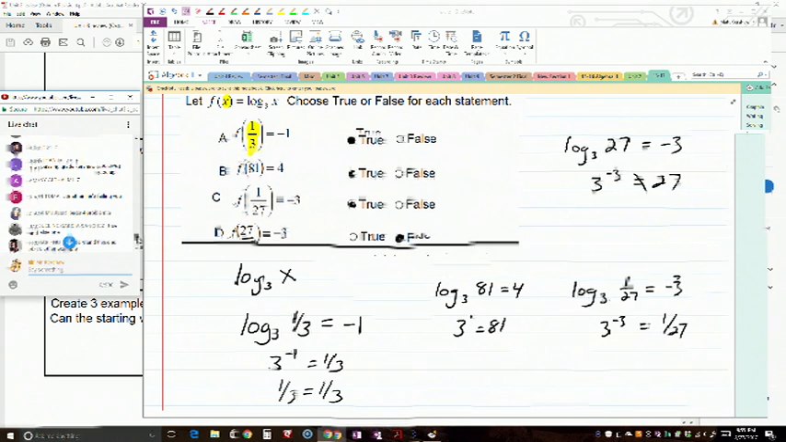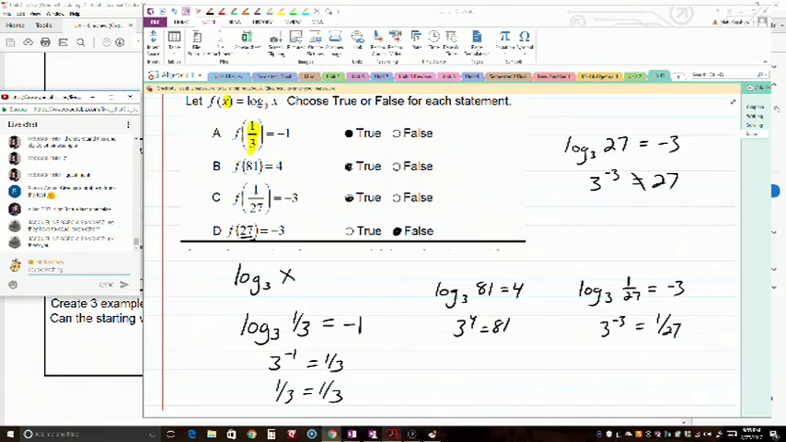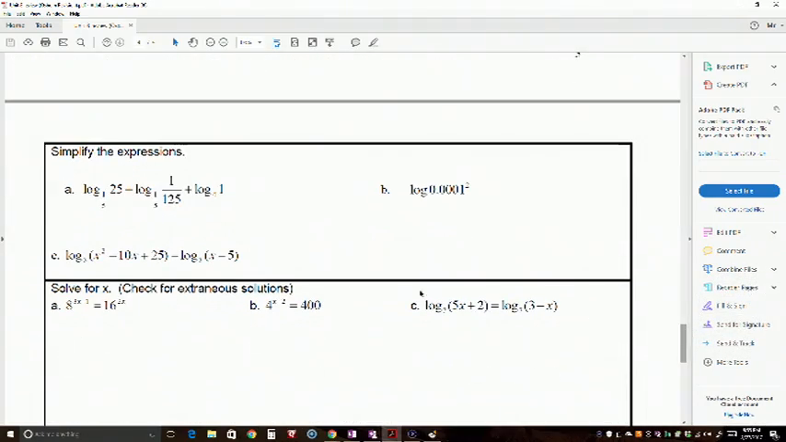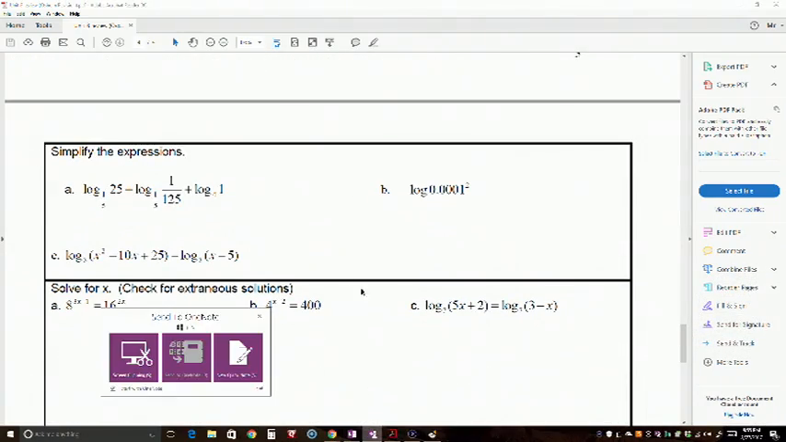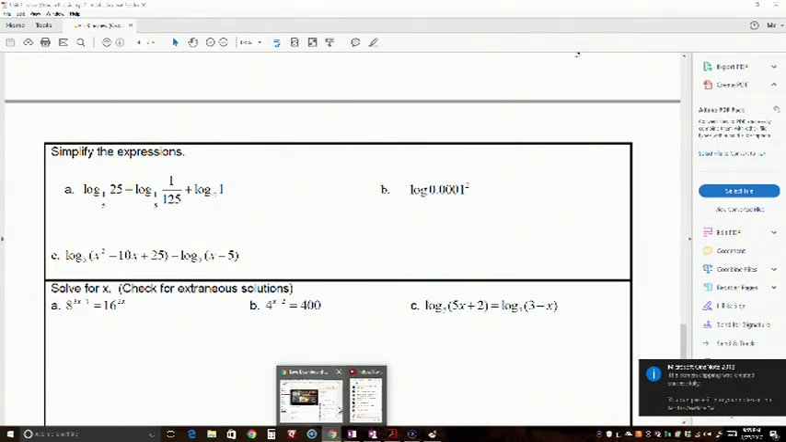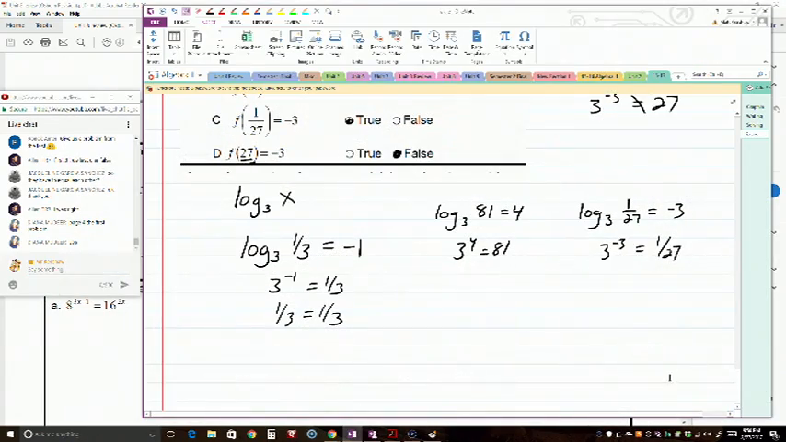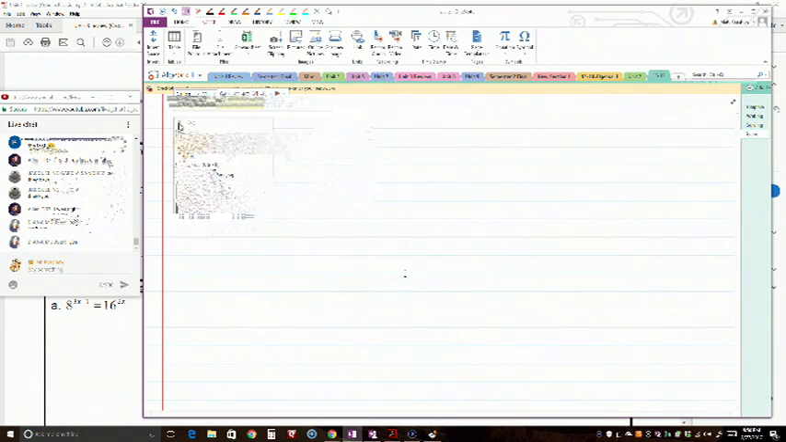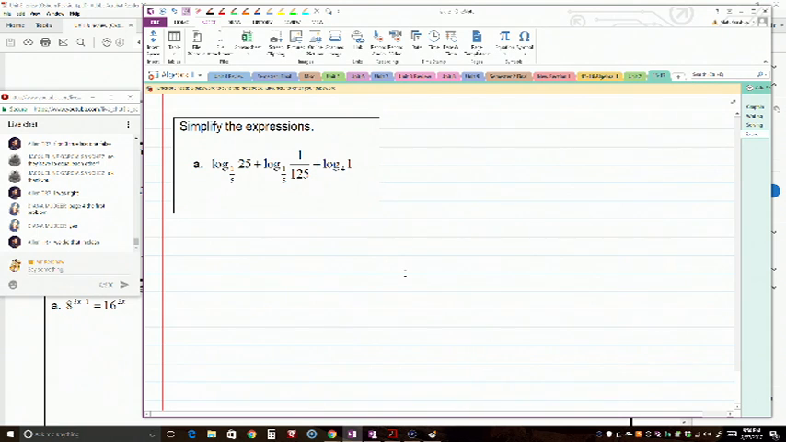Page 4. Is Diana still here? Page 4, problem A. It's a good one. We didn't do this one in class.